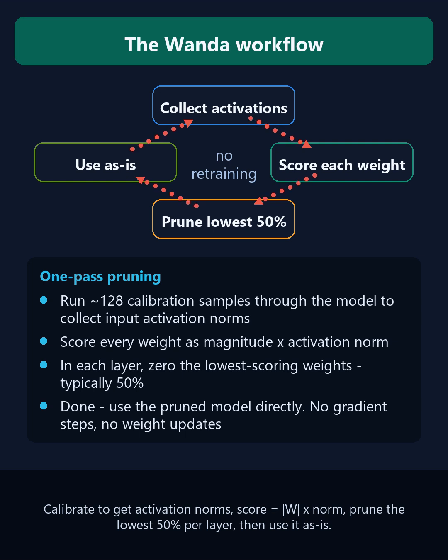Let's watch the workflow. First, run a small calibration set, often just 128 samples, through the model to collect input activation norms. Second, score every weight as magnitude times activation norm. Third, in each layer, prune the lowest scoring weights, typically 50%. That's it, the pruned model is used as is. No gradient steps, no weight updates, no retraining loop at all.